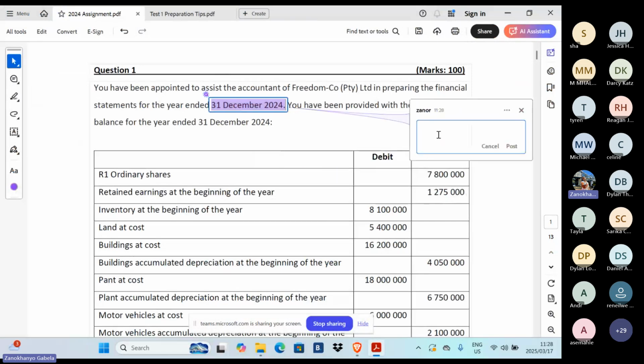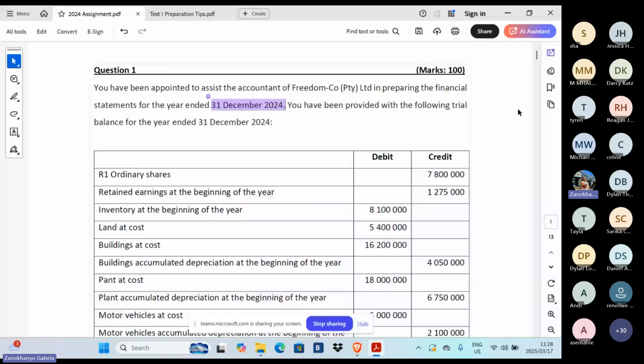So what do you do during the reading time? This is what you'll be doing. You'll be highlighting the most important things and then writing just a few words to indicate what's up. So year end, basically you can write that one. Why? Because we don't want to mess up our timeline. We want to know that we're going to prepare for the 31st December 2024, meaning that our 1st of January 2024 is going to be the beginning of the year.